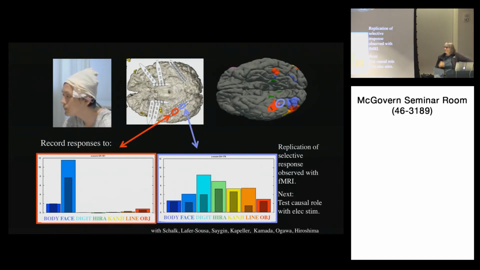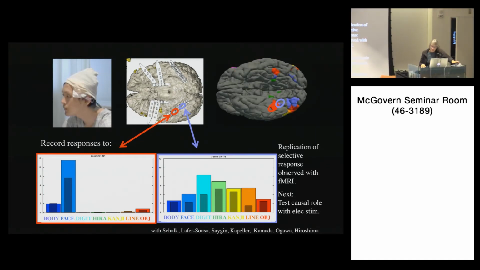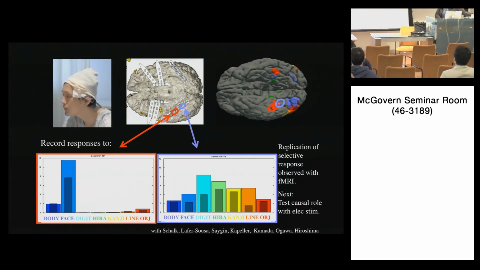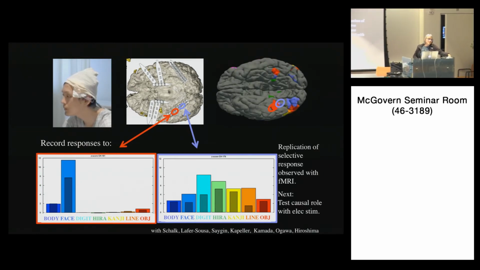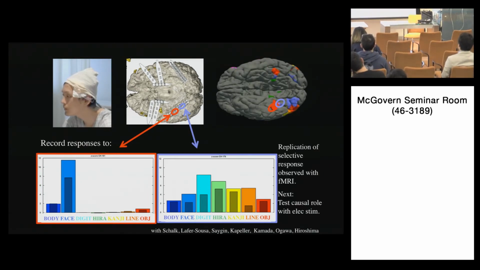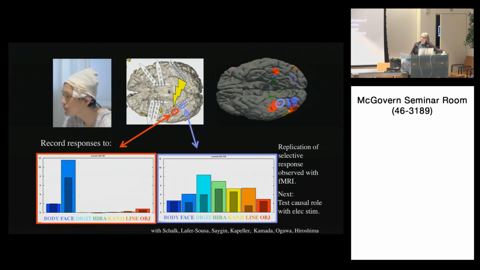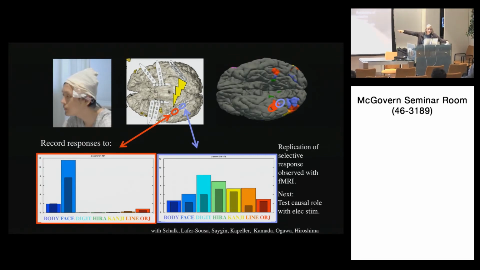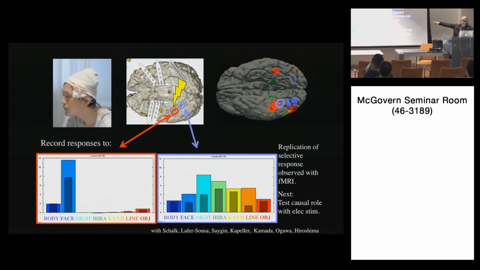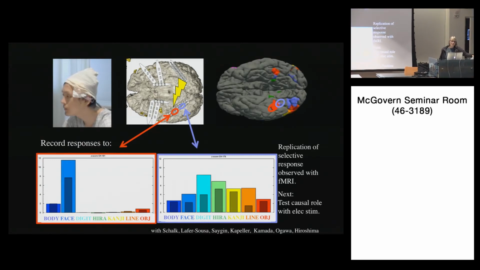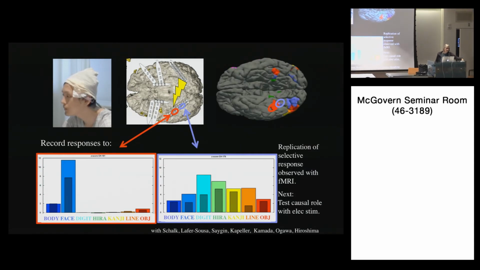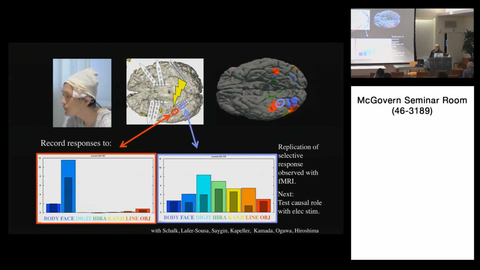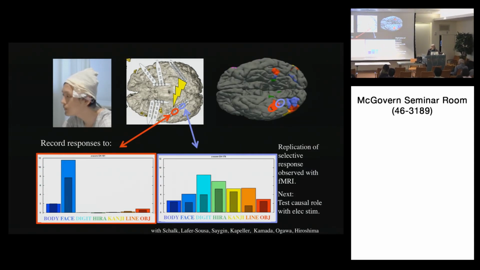So now that we've established the selectivities of these electrodes, now we can ask what happens when they're electrically stimulated. Okay? And so I'll show you. We'll start with electrical stimulation of the face selective electrode, that electrode right over there. Now realize this patient doesn't know there's a face selective region, has no idea which electrode is being stimulated, and is just asked to report what he experiences.